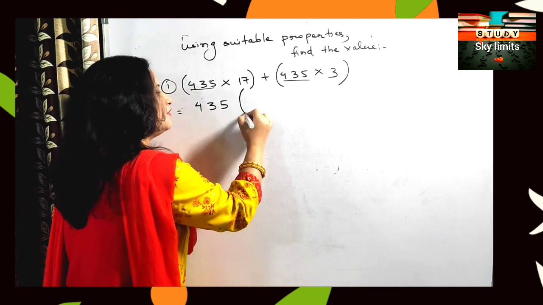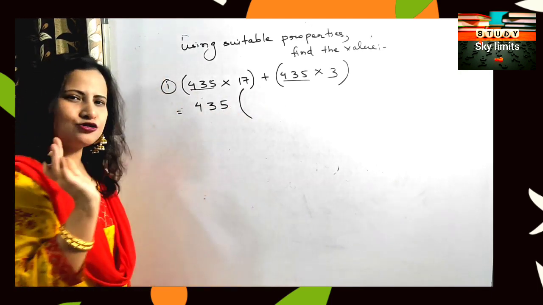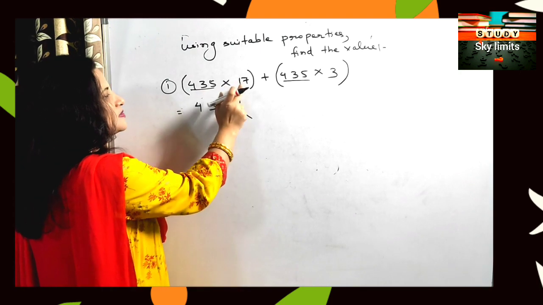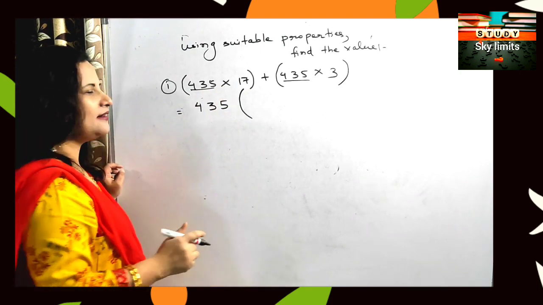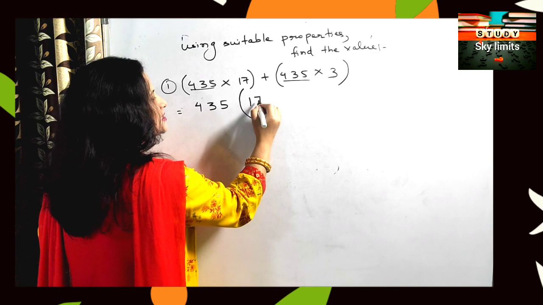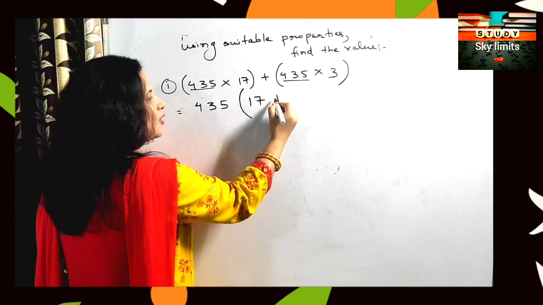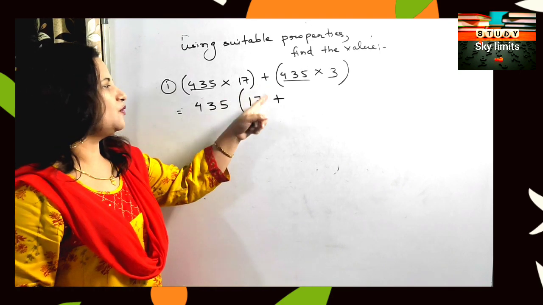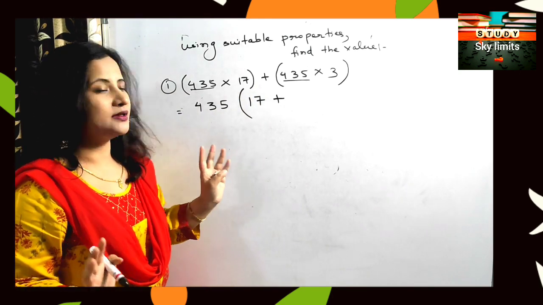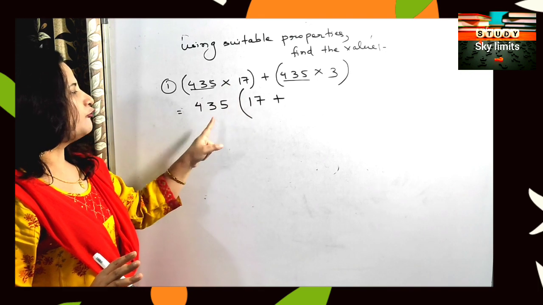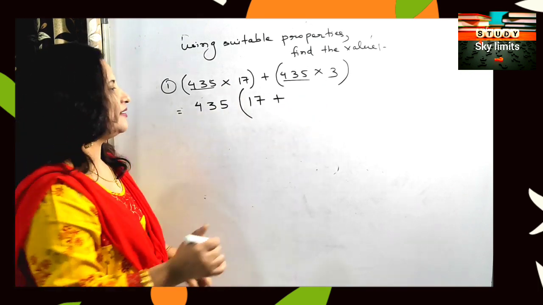Then put the bracket. Obviously, you don't put a multiplication sign also. It is understood that it is multiplied. Okay. Now 435 is multiplied first to what? 17. So simply write down 17. Clear? Then you have a plus sign. You have to write the plus sign. If there is minus, you will write minus. Okay. That's very simple. Now 435 is multiplied first with 17. 435 is then multiplied to 3.